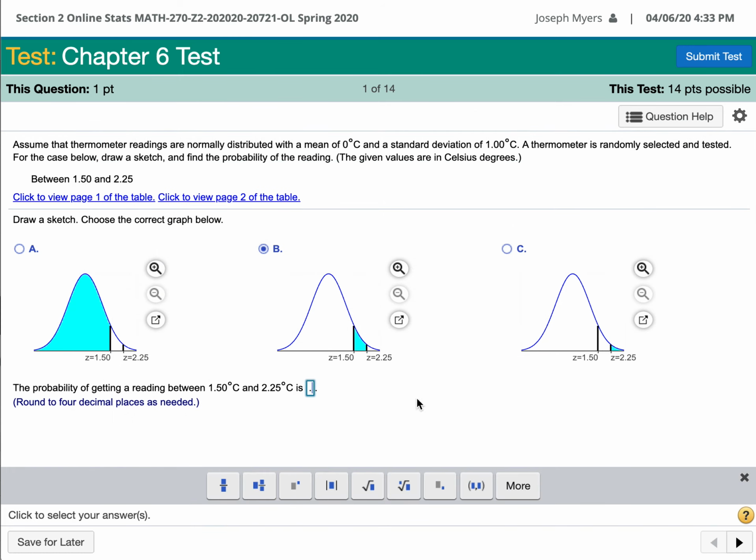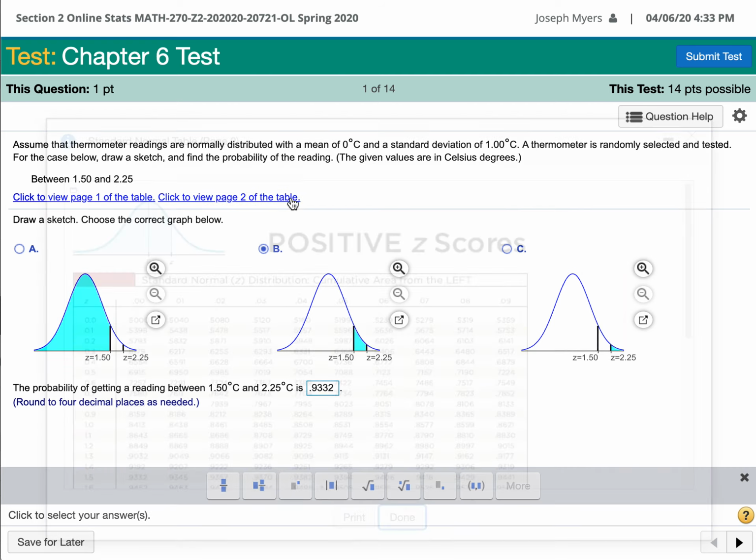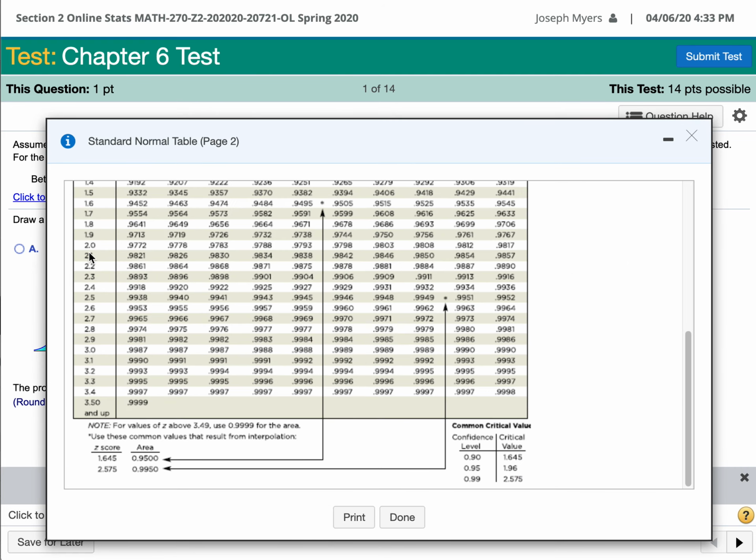So 0.9332. Now that's not the final answer. I'm just typing that in so I can remember what it is. Now I need to look up the value for the z-value of 2.25. So I click on page 2 again, and the z-value of 2.2 is right there. This first number is 2.20. This is 2.21, 2.22, 2.23, 2.24, and 2.25. So 0.9878.